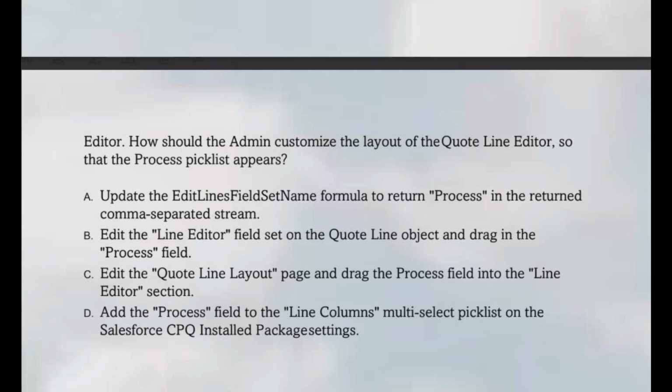Option A, update the edit line field set name formula to return process in the returned comma separated string. Option B, edit the line editor field set on the quote line object and drag in the process field. Option C, edit the quote line layout page and drag the process field into the line editor section. Option D, add the process field to the line columns multi-select pick list on the Salesforce CPQ installed package settings. Correct answer is option B.